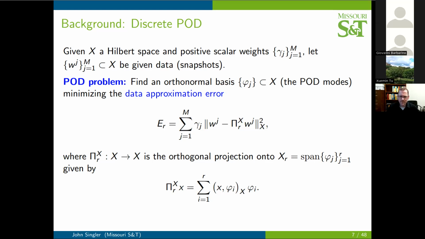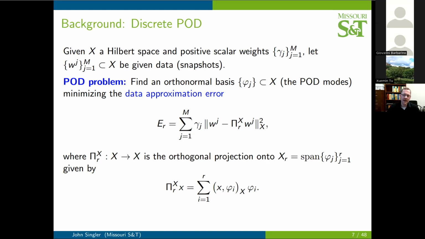All right, the POD problem is we want to find POD modes, which are an orthonormal basis for the Hilbert space. And we want to minimize some sort of data approximation error, right? That's what we're talking about. It's a sum of squares error with these quadrature weights: the error between the snapshots and some projection of the snapshots. And R is typically, of course, low order.